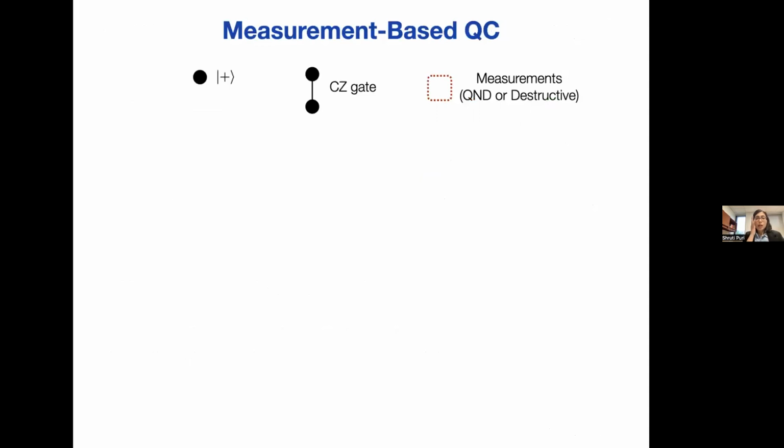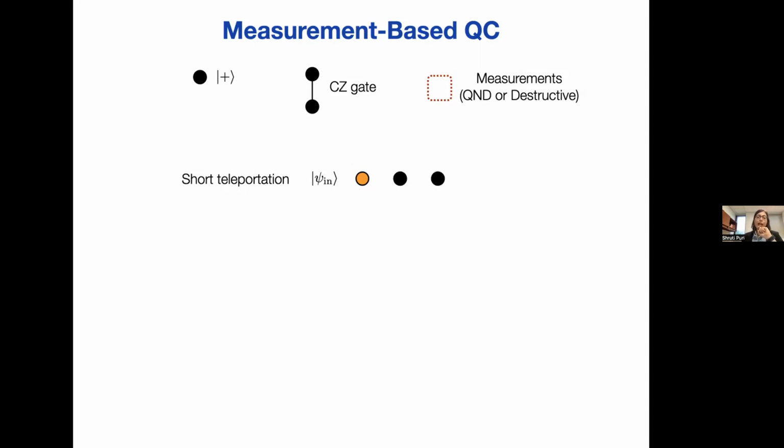Okay, so let's first understand how measurement-based quantum computing actually works. The basic idea is based on teleportation. So let's look at how I would imagine doing an identity operation in measurement-based computing. Suppose you have some input state, and you just want to do an identity operation on it.